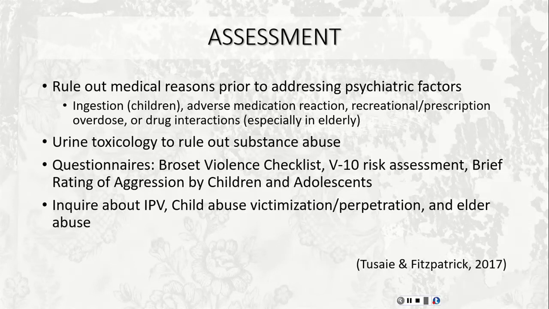Also, you want to consider doing a urine toxicology to rule out substance abuse. And there are some questionnaires that you can use to assess for violence risk and aggression. And you also want to make sure to inquire about intimate partner violence, child abuse, history of being a victim or a perpetrator, and inquire about elderly abuse.